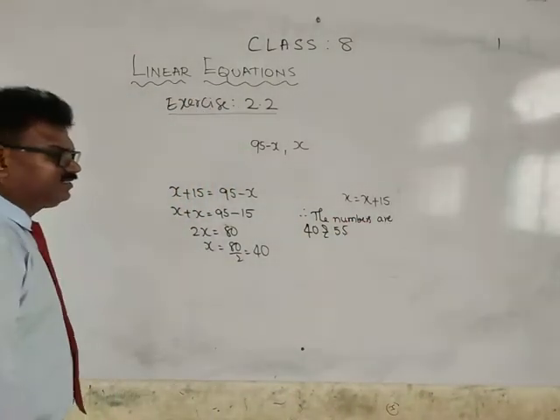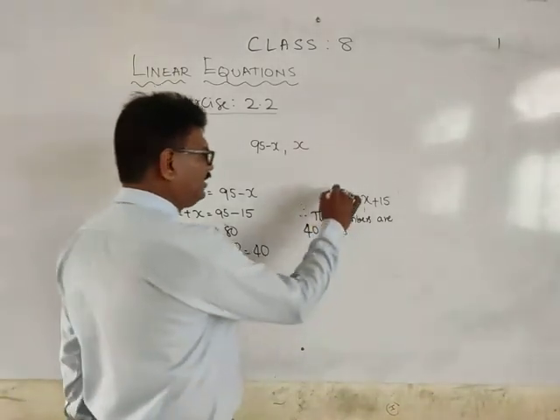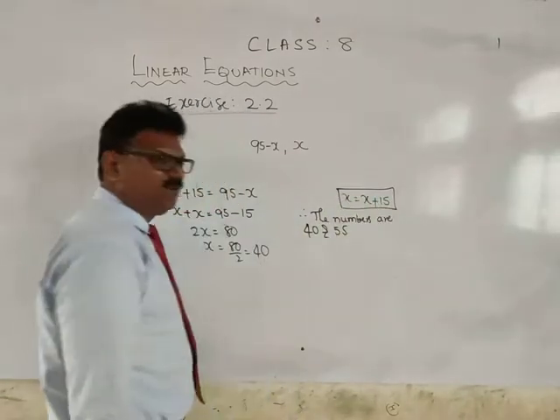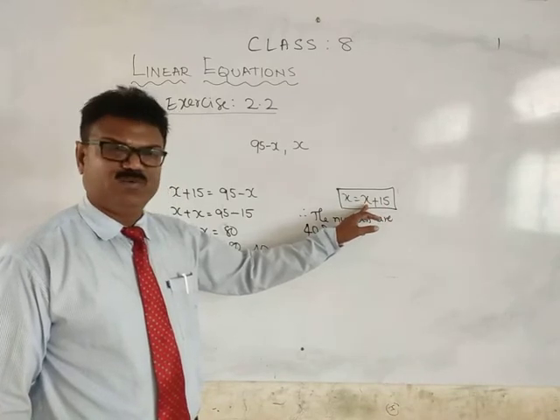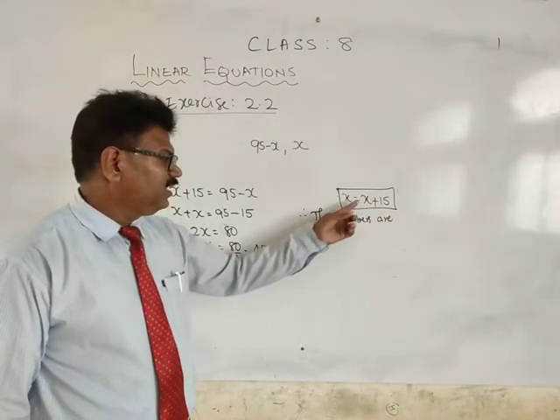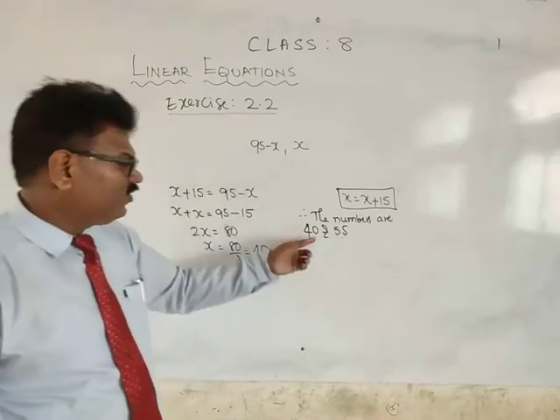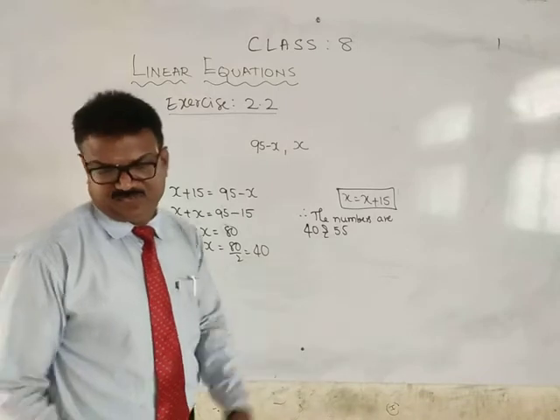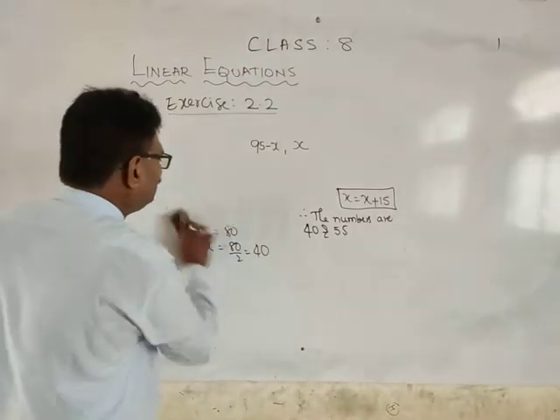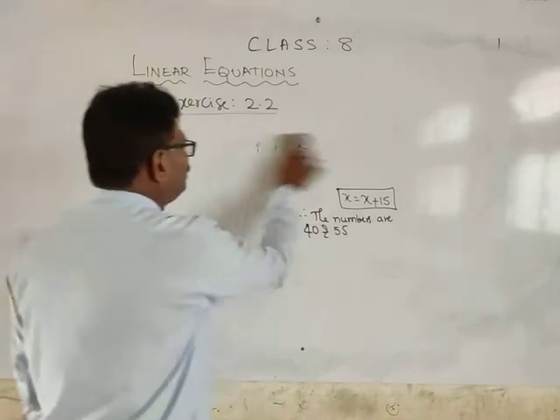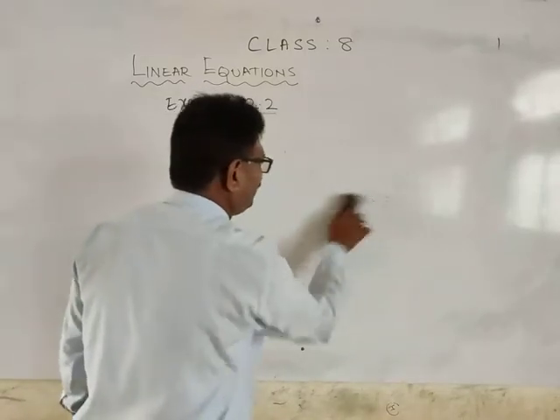Like this, very simple. This is according to the definition. One number is 15 more than the other. Therefore, 40 plus 15 is nothing but 55. If you add, what you will get? 95 only. 40 plus 55, 95. So these are very simple problems. The only thing is you should practice. You practice 2 to 3 times, automatically you will get it.